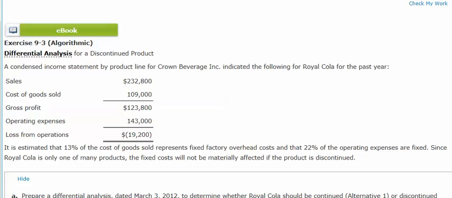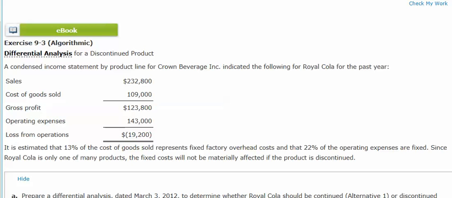This is a differential analysis, exercise number 2, and we're going to consider the discontinued product. A condensed income statement for a product line for Crown Beverage Inc. indicated the following for Royal Cola for the past year. Sales, $232,800. Cost of goods sold, $109,000. Gross profit, $123,800.